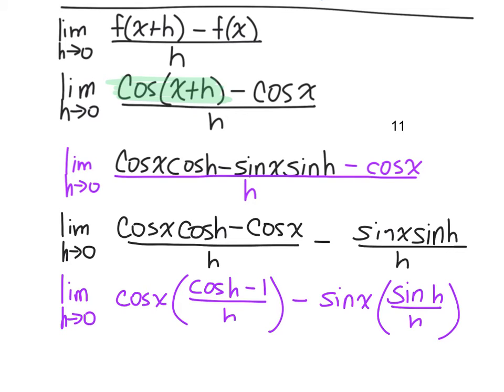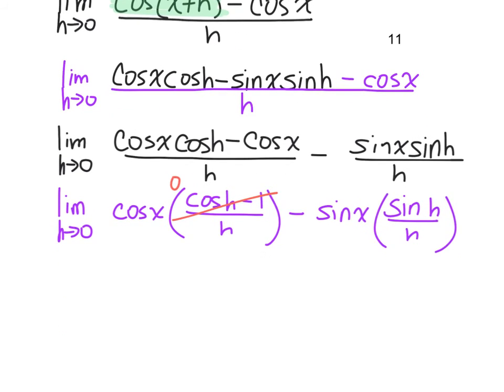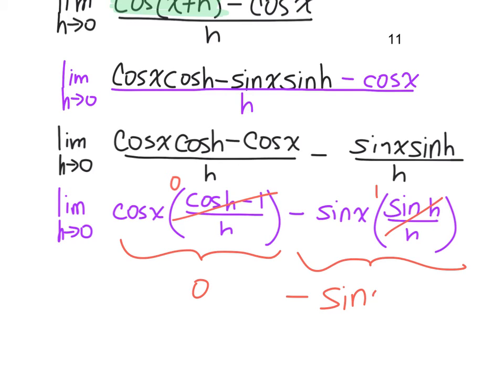So, limit as h approaches 0 of cosine h minus 1 over h. What is that equivalent to? 0. All right, so that's telling me that this whole thing zeroes out, which means this entire first expression is going to 0. The sine h over h we know is going to 1. So we get a negative sine x as a result.